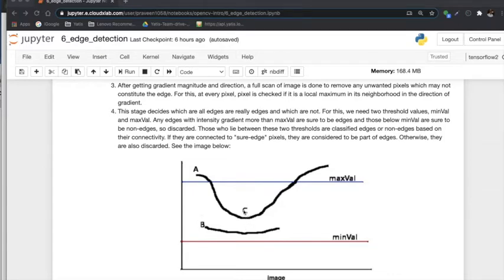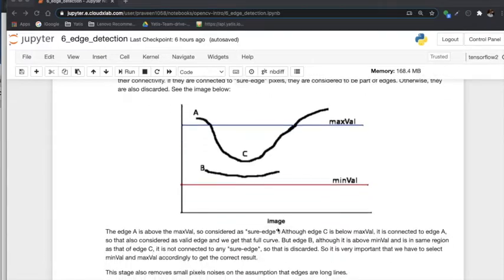So for example, if you have a point C, and point C is below max val but above min val, what is looked at is whether C is connected to a sure edge. For example, it's connected to A, which is a sure edge, so C is also considered to be an edge. B, on the other hand, is again below max val, but it's not connected to a sure edge, so it is discarded and not considered to be an edge.